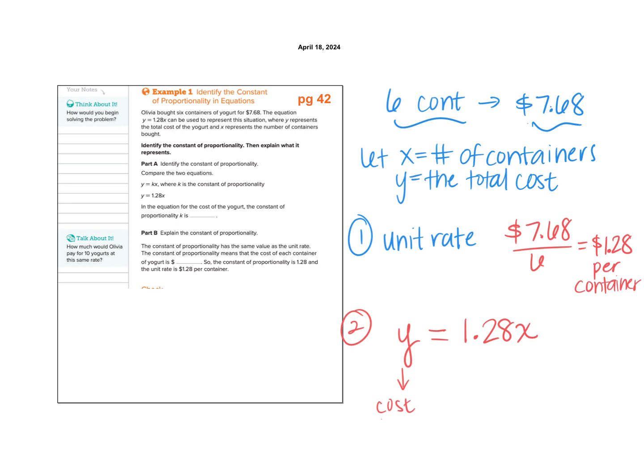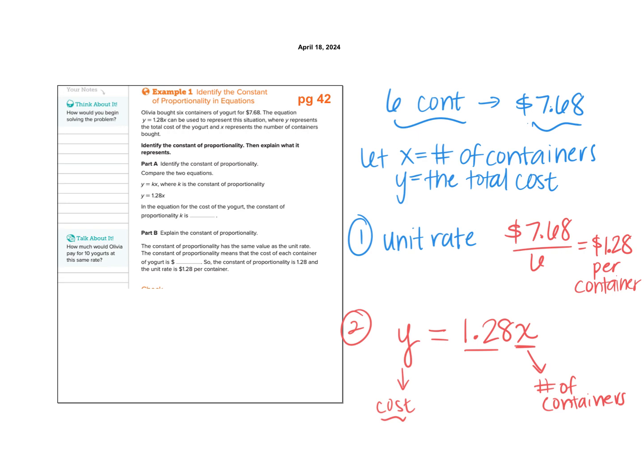So again, the y is going to give me the cost. The x is the number of containers that she buys. So it's $1.28 times however many containers she buys. That is my equation for this problem.